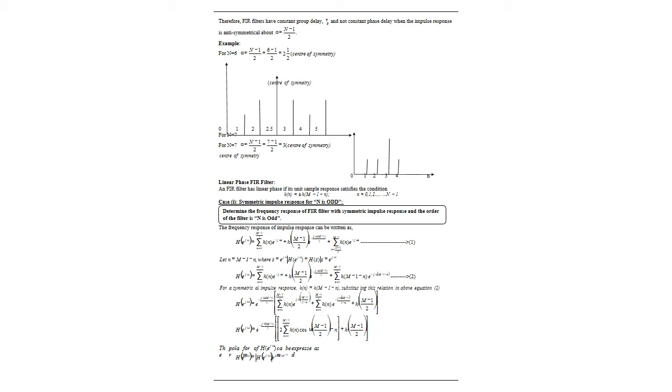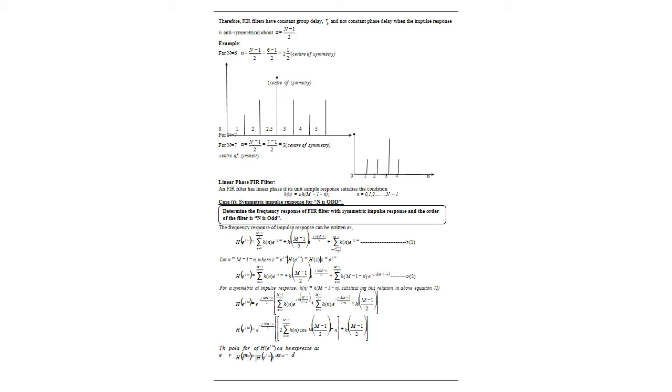So H of e power j omega is equal to summation n equal to 0 to (M minus 3) by 2 of h of n e power minus j omega n, plus h of (M minus 1) by 2 into e to the power of minus j omega (M minus 1) by 2, plus summation n equal to 0 to (M minus 3) by 2 of h of M minus 1 minus n into e power minus j omega (M minus 1 minus n). So for this symmetric impulse response, we have to substitute h of M minus 1 minus n in the above equation 2.